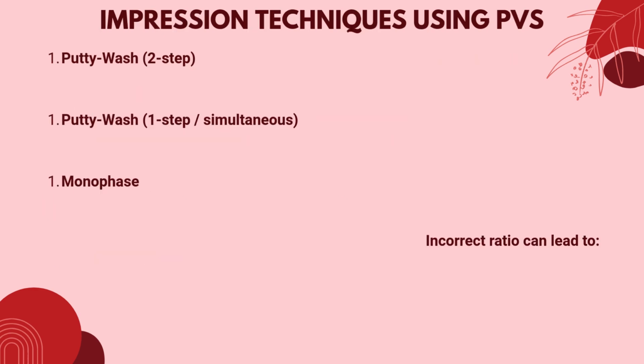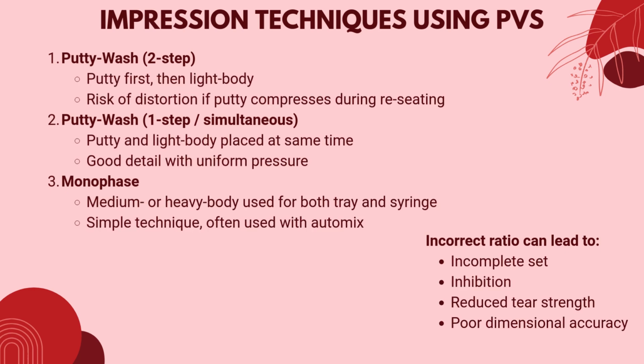These are impression techniques using the addition silicone. First, putty wash 2-step technique, in which putty is used first, followed by light body. There is a risk of distortion in this technique if putty is compressed during reseating. Second is putty wash single-step technique, in which putty and light body are placed simultaneously. It results in good details with uniform pressure. The third technique is monophase, in which medium body and heavy body are used.